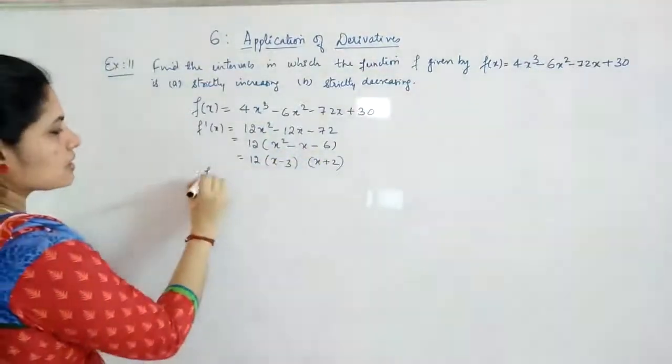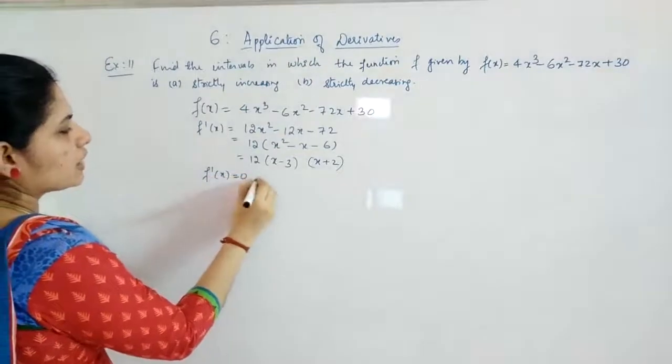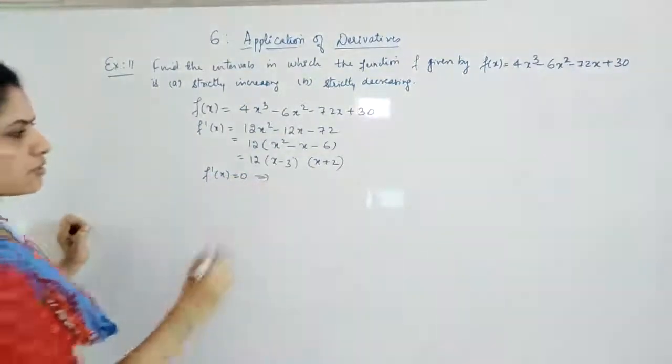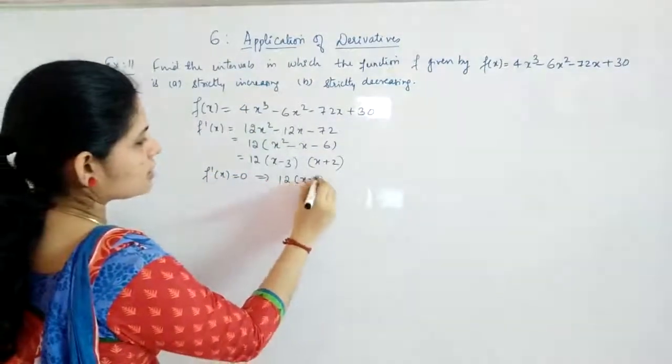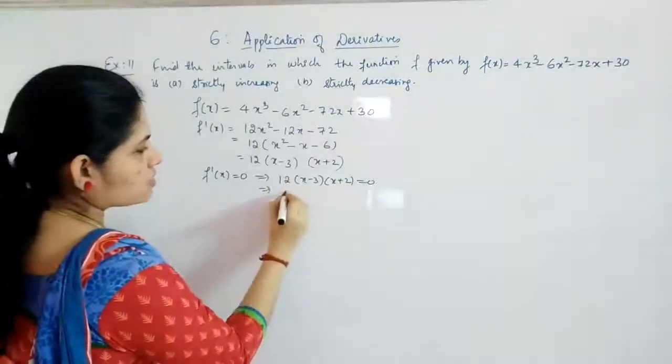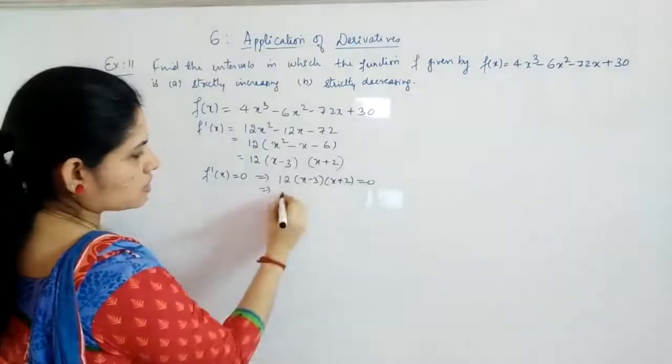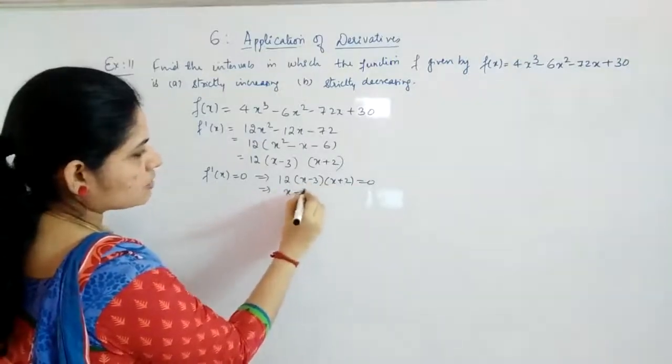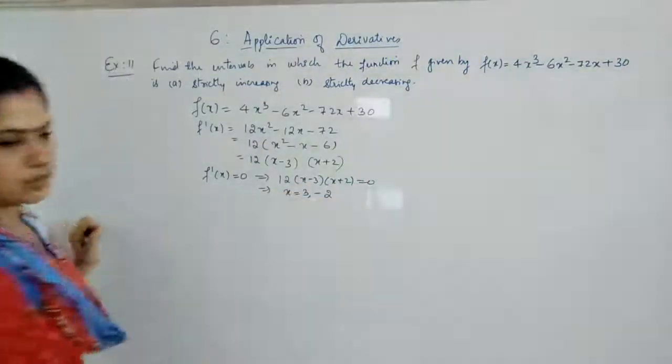Now what to do? The next step is you have to equate it to 0. f dash of x equal to 0 will give you 12 into x minus 3 into x plus 2 equal to 0. 12 is not equal to 0. Either this is equal to 0 or this is equal to 0. So you'll get either x is equal to 3 or x is minus 2.